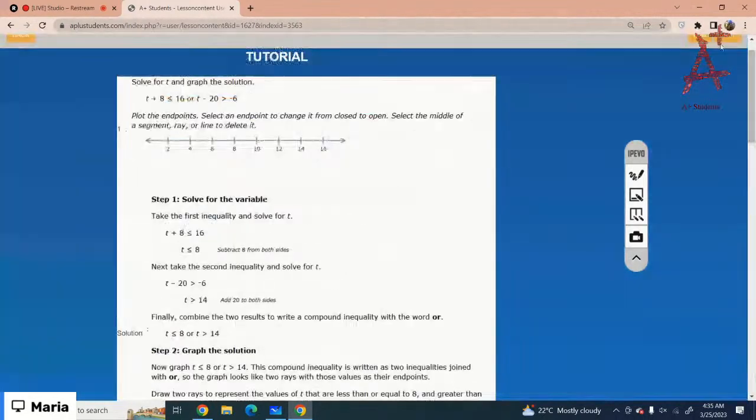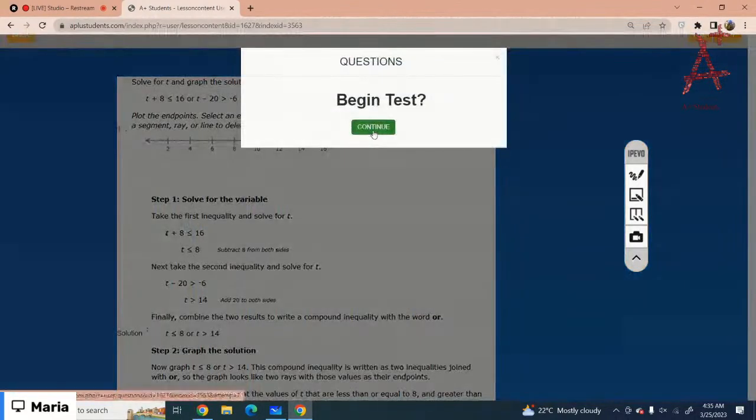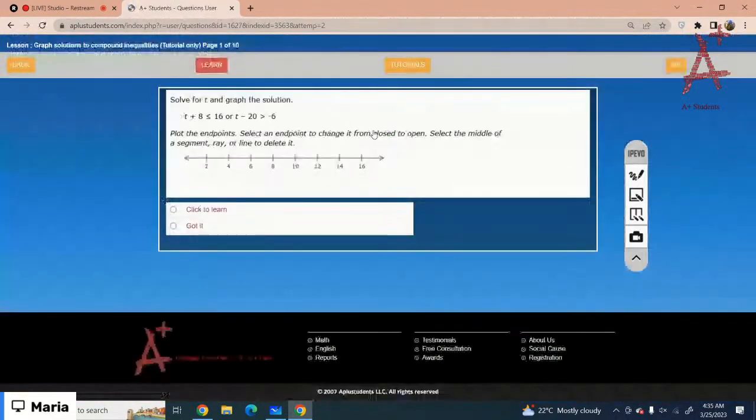The lesson doesn't have any test questions. Yes, the graph doesn't have the tutorial, so you can find the chapter, the lesson, in your book and do the practice questions from your book. Got it?